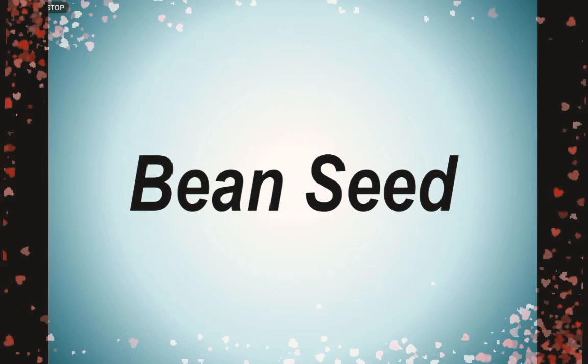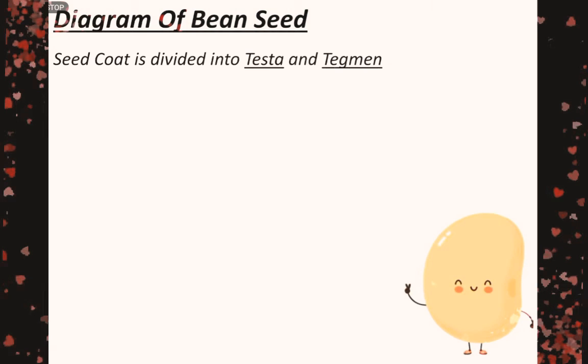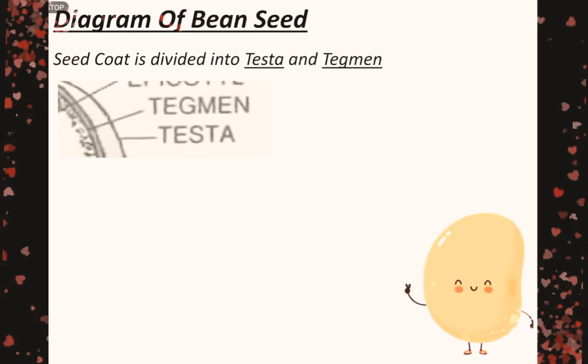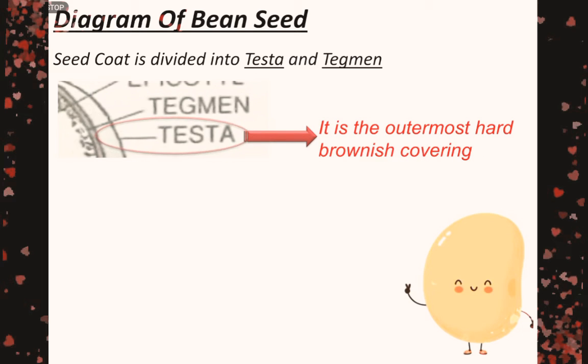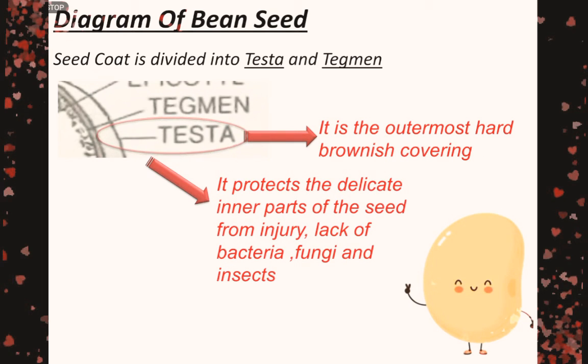Now let's study about the bean seed. The seed coat is divided into testa and tegmen. First, let us study about testa. Testa is the outermost hard brownish covering. It protects the delicate inner parts of the seed from injury, bacteria, fungi and insects.